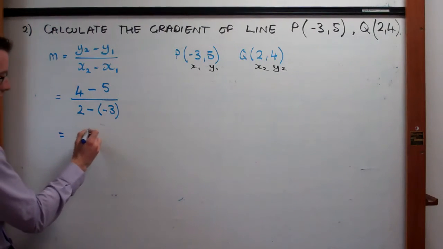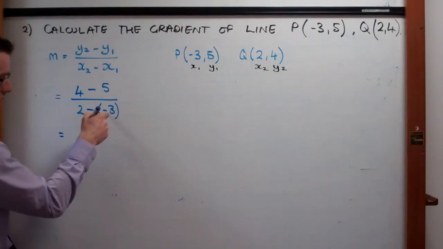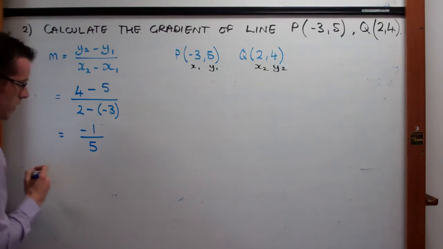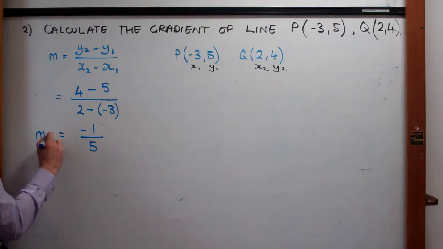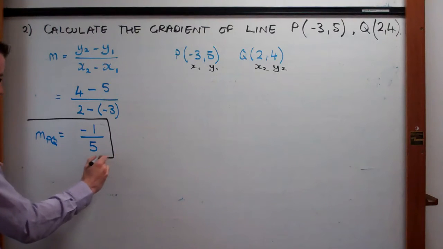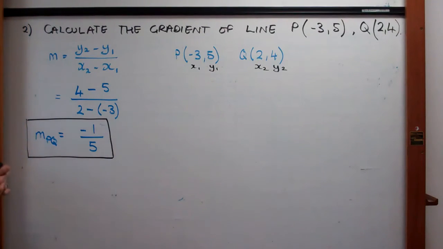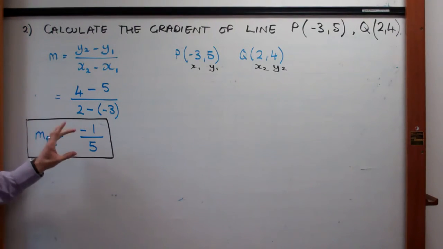So we've got 4 take away 5 is negative 1. And then 2 take away negative 3 gives us 5. There's nothing we can do with that, we can't simplify that. So m PQ is equal to negative 1/5. And that there is our final answer. So that one was a little more complicated because we ended up with not only a negative gradient but one that was a fraction as well.